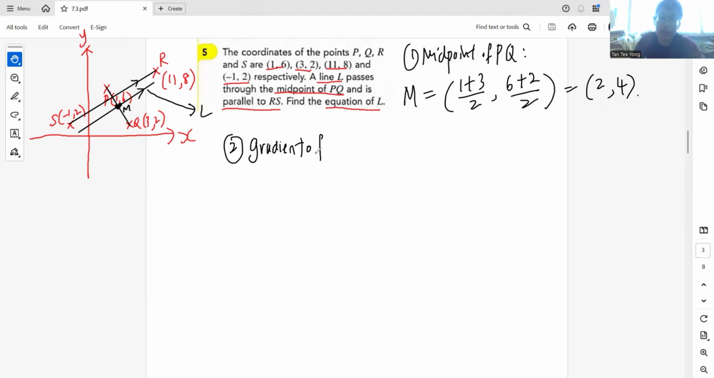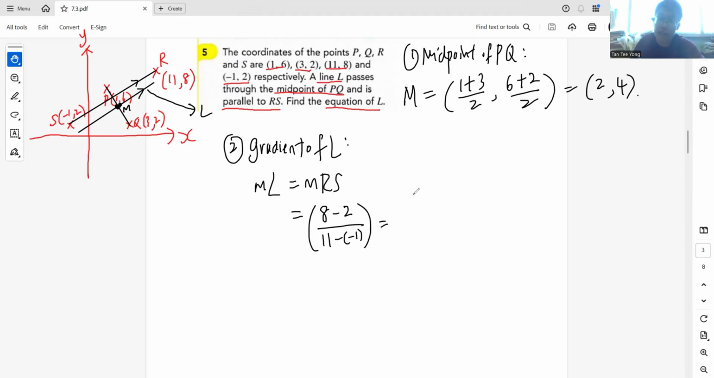Okay, so gradient of L. How do we find gradient of L? Because L is parallel to RS, right? So gradient of L is equal to the gradient of RS. So gradient of RS is, we're going to use y1 minus y2. So 8 minus 2 over 11 minus negative 1.